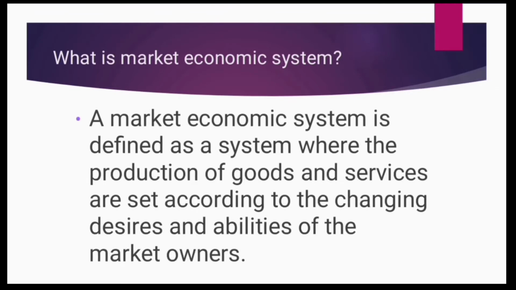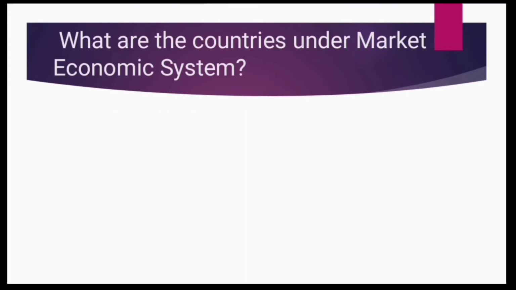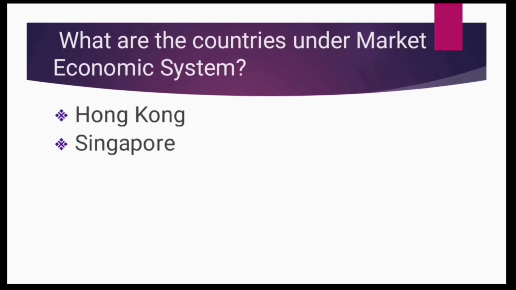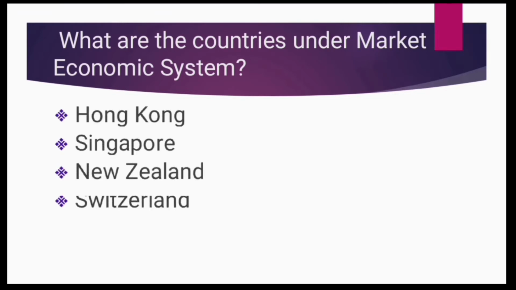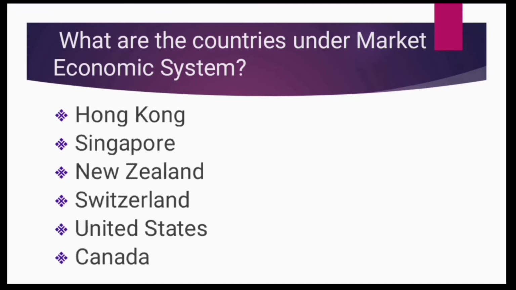Next is countries under market economic system. We have Hong Kong, Singapore, New Zealand, Switzerland, United States, and Canada. These countries have a market economic system because the prices of goods and services are set by supply and demand. And these countries also have strong property rights, limited government role, and are free from corruption.